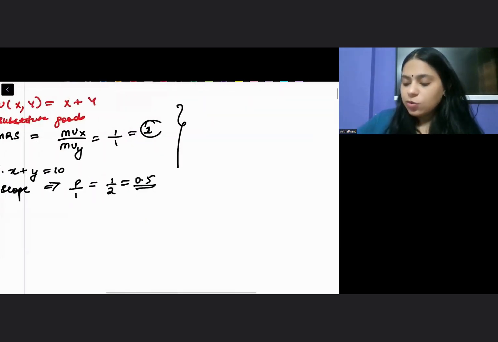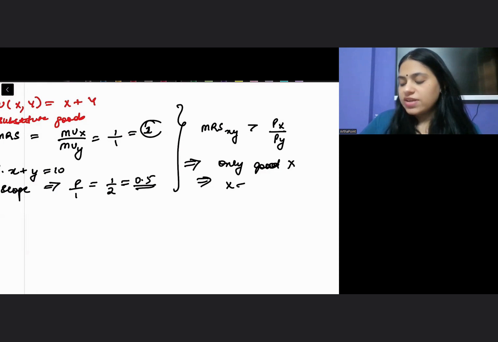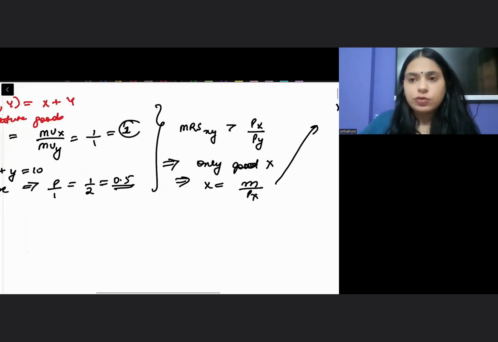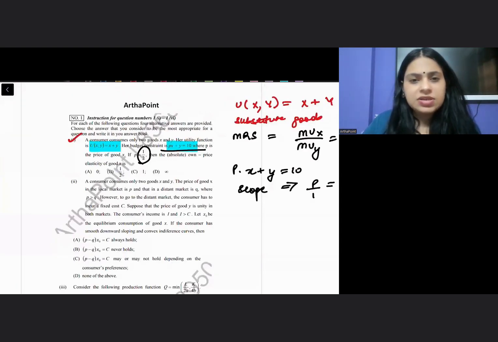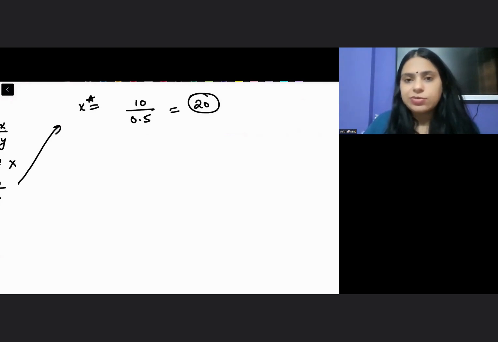Now, clearly, we can see that the MRS is more than PX by PY, in which case you will consume only good X, right? So therefore, your X consumption will be M by PX. In this particular case, income is given to you as 10 and the price of good X is given to you as half. So 10 by half, that means it will be 20. So you will be consuming 20 units.